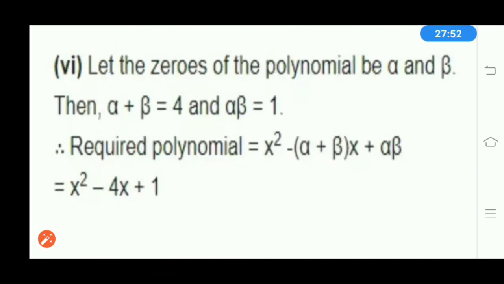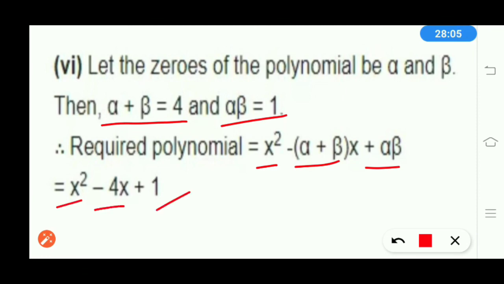Now the last one. Here alpha plus beta equals 4 and alpha beta equals 1. So the required polynomial is x square minus (alpha plus beta) into x plus alpha beta. So x square minus 4x plus 1 is the required polynomial. Okay, everything is clear?